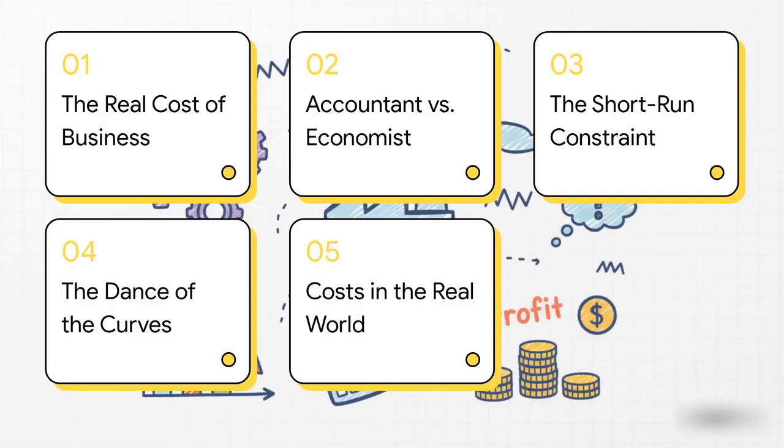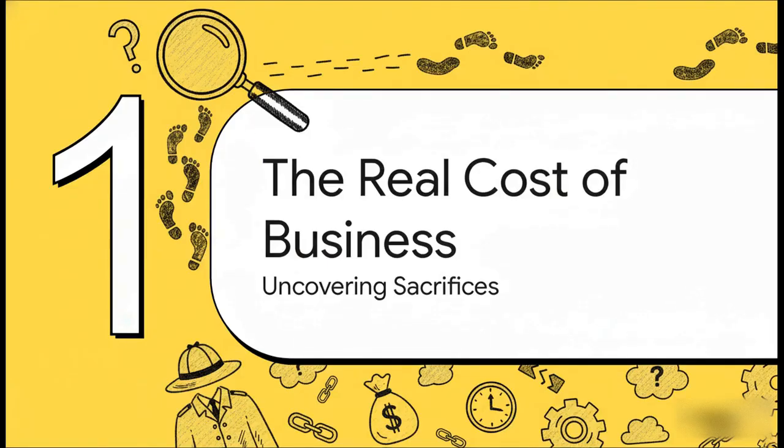Okay, so here's our blueprint for today. First, we're going to break down the real cost of business. Then, we'll get into the fascinating clash between how accountants and economists see the world. After that, we'll look at short-run constraints, visualize the beautiful logic in the dance of the cost curves, and finally, bring it all together to see how this stuff works in the real world. So let's start our investigation by uncovering those hidden sacrifices.